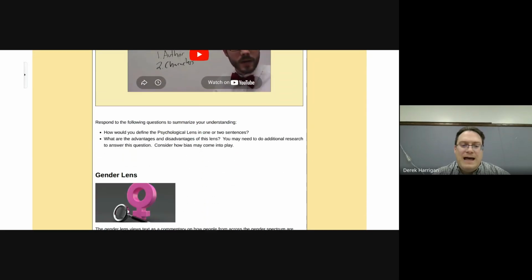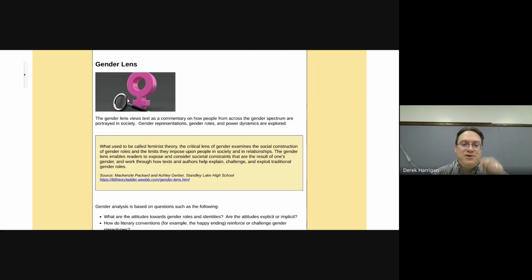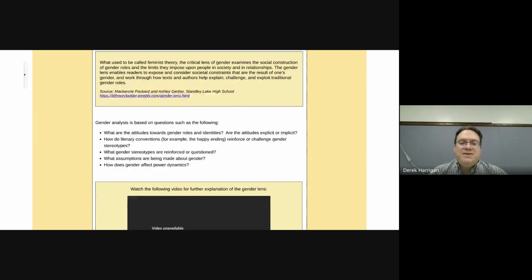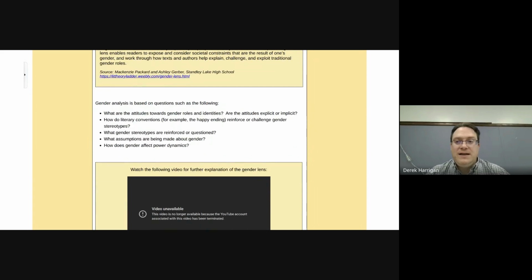All right, and then the last one is the gender lens. This lens looks at a story based on how people from across the gender spectrum are portrayed in society. So we look at gender representation, gender roles, and power dynamics, and how gender plays a role in that in the story.